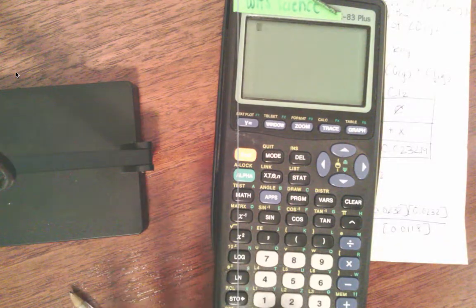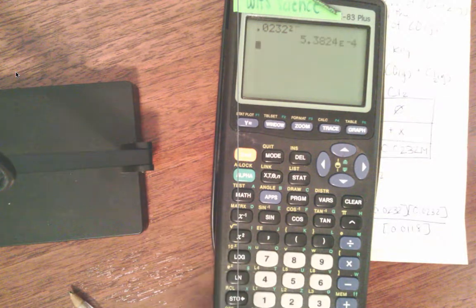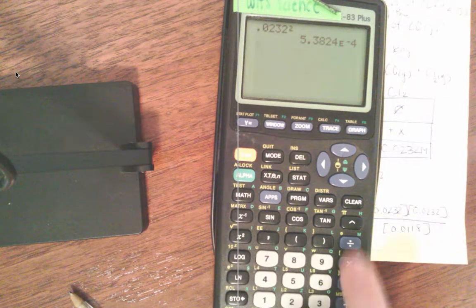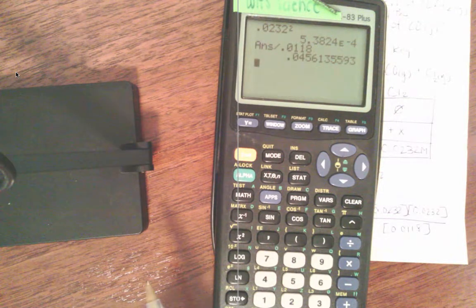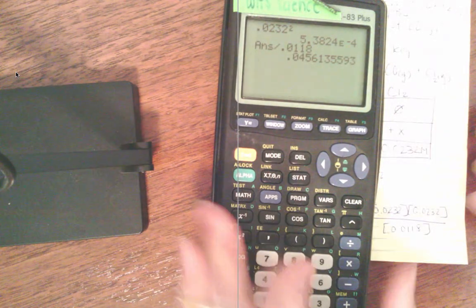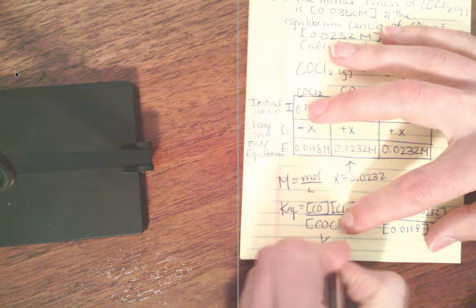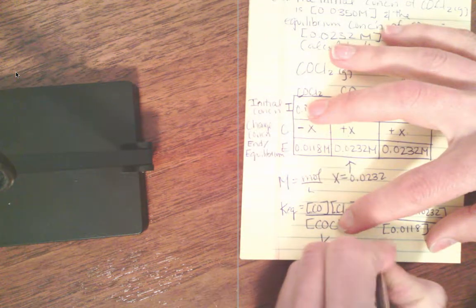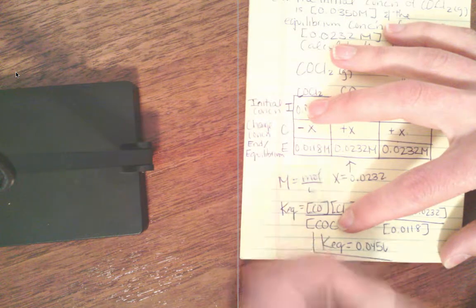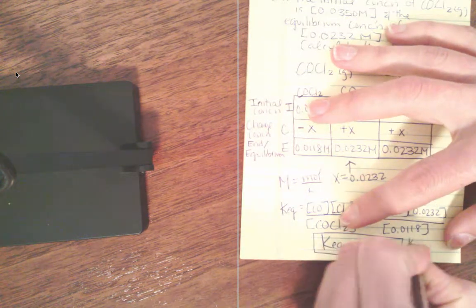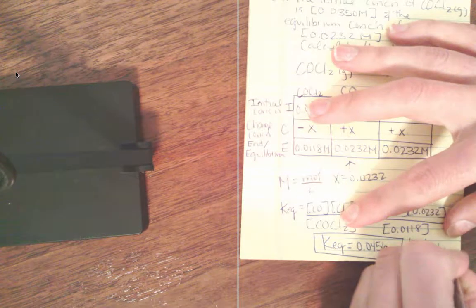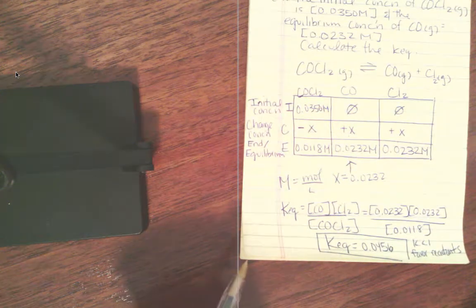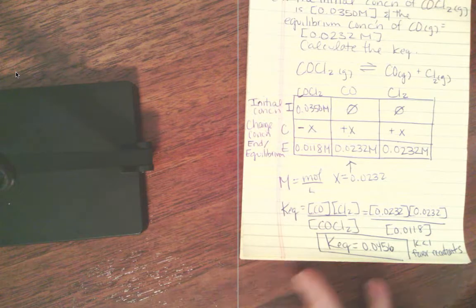These numerators, 0.0232 times 0.0232, is the same thing as saying 0.0232 squared. And so that's what I'll do in the calculator. So it's 0.0232 squared equals, and then divide by my denominator, 0.0118. And I get a KEQ of 0.0456. And if you remember, KEQs less than 1 favor reactants. Okay, so that's the first problem.